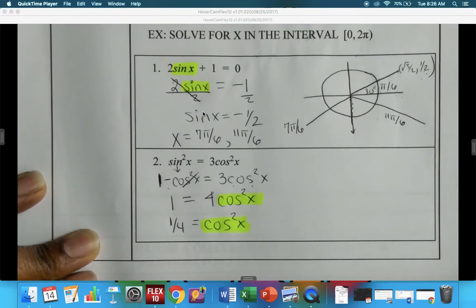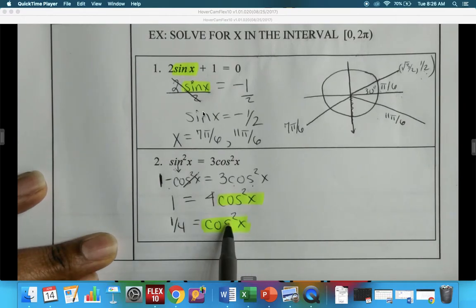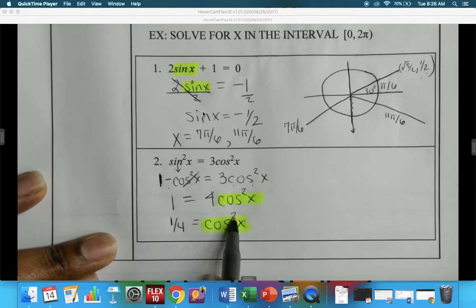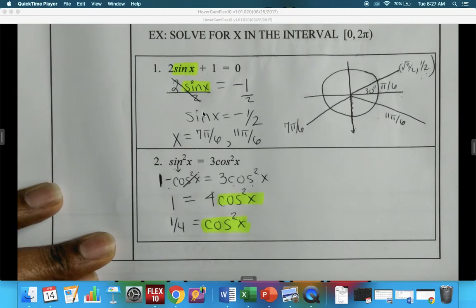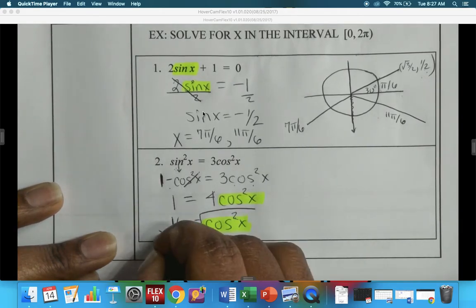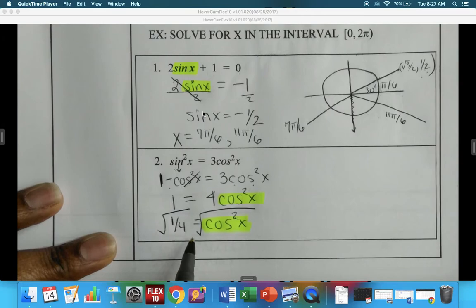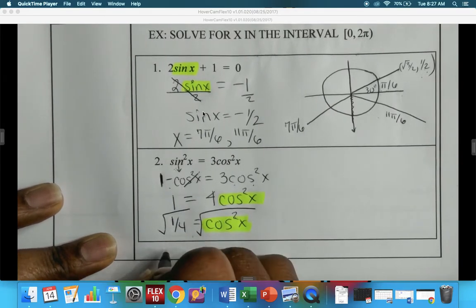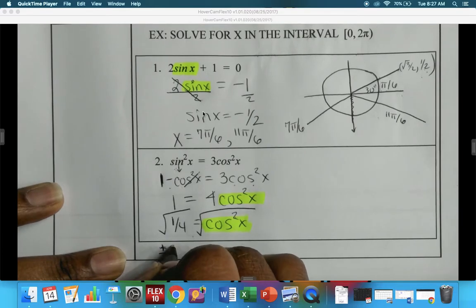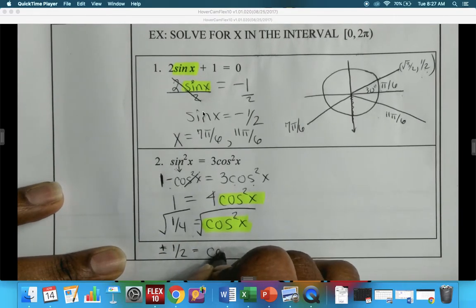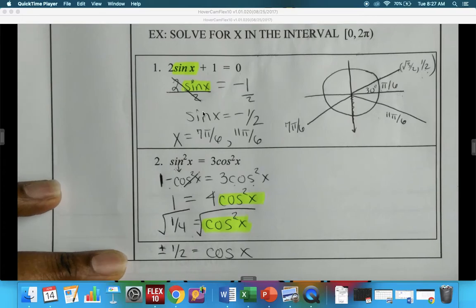when I have cosine squared, I need to make sure that I'm undoing that squared, and then I'll be able to look at the unit circle. So how do I undo a square? I square root both sides. So now because I square rooted both sides, I have 1/2 here, right? Square root of 1, square root of 4, but I have plus or minus. So positive or negative 1/2 equals cosine x.